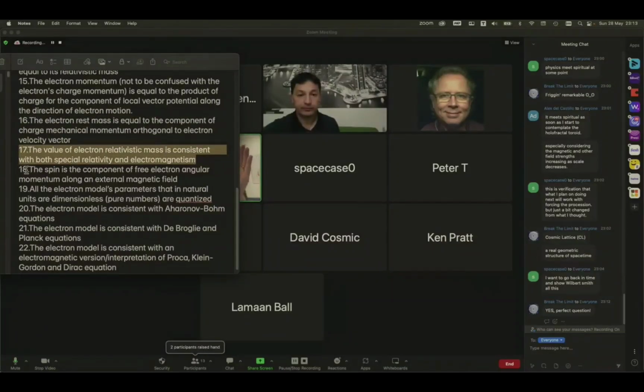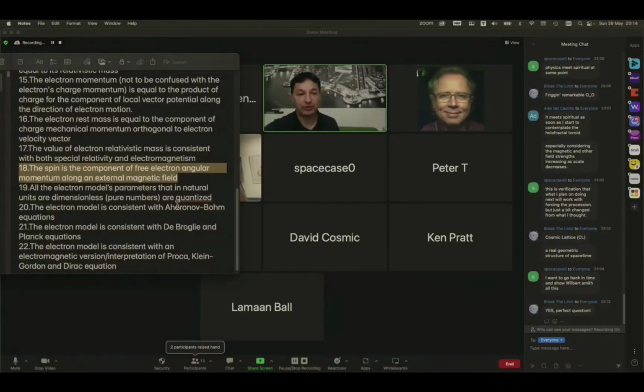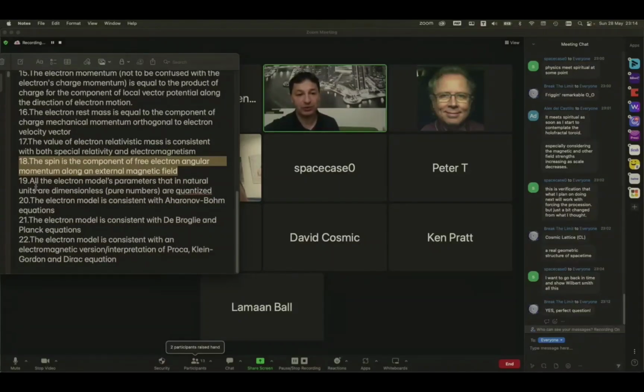18. The spin is the component of free electron angular momentum along an external magnetic field. Yeah, this relates to that question of the figure that we had with, remember, the projection of this rotating proton angular momentum, and there it was this 60-degree angle that we discussed. So he's talking about the projected component that comes out to h bar over 2 when it's measured.